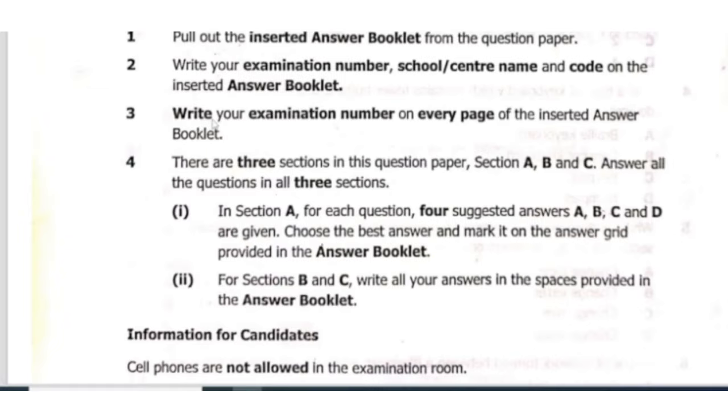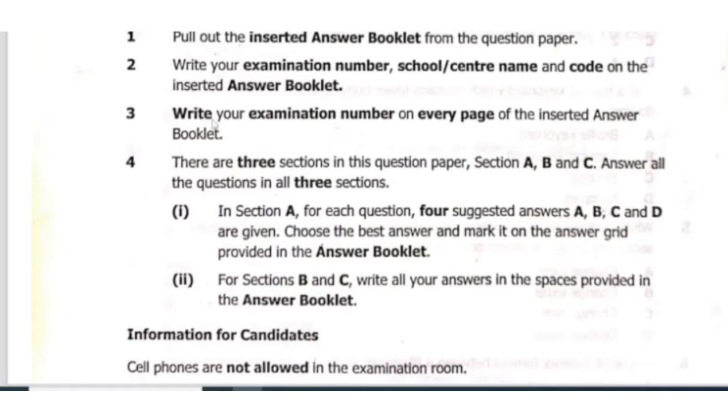Let's go to instruction number 4.1. In section A, for each question, 4 suggested answers A, B, C, and D are given. Choose the best answer and mark it on the answer grid provided in the answer booklet.